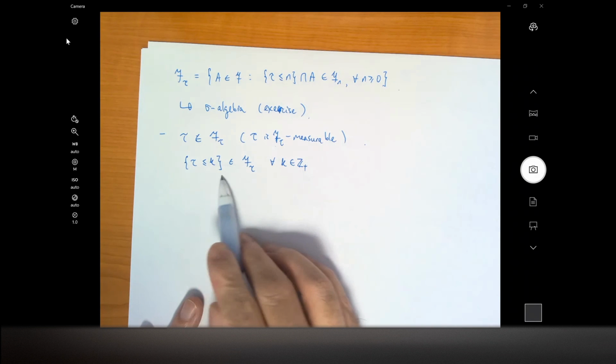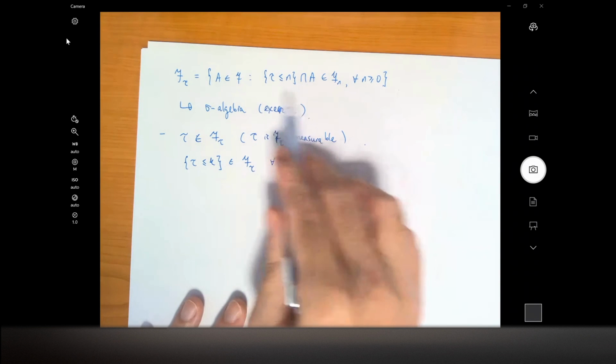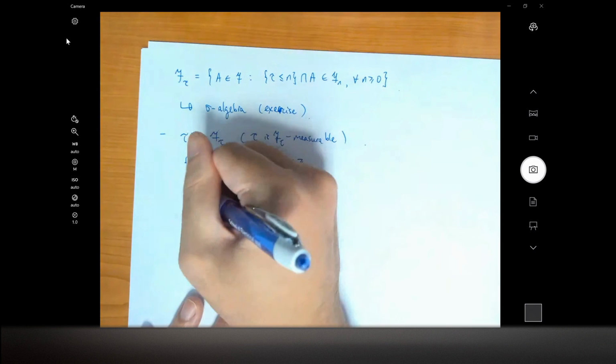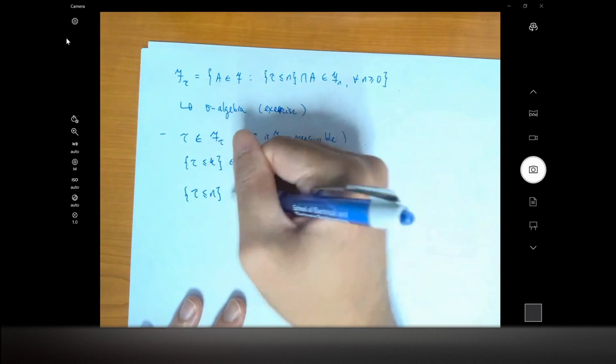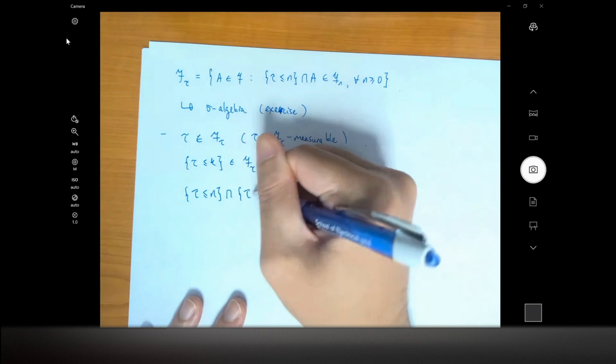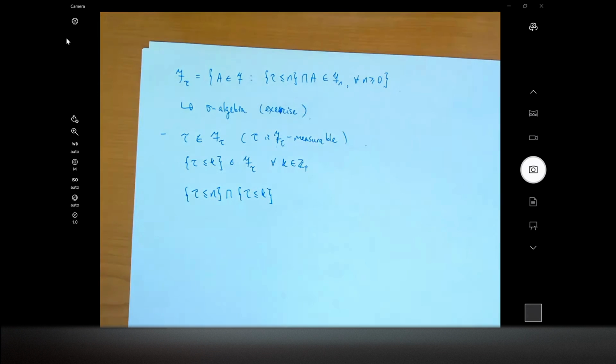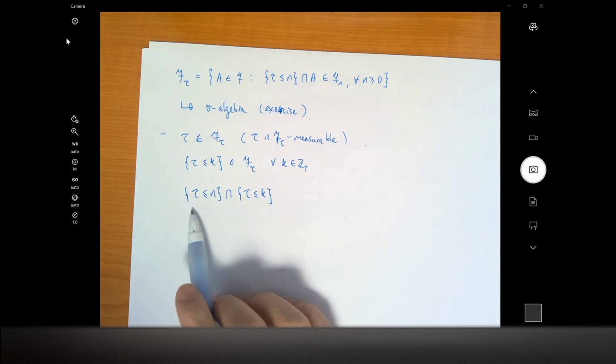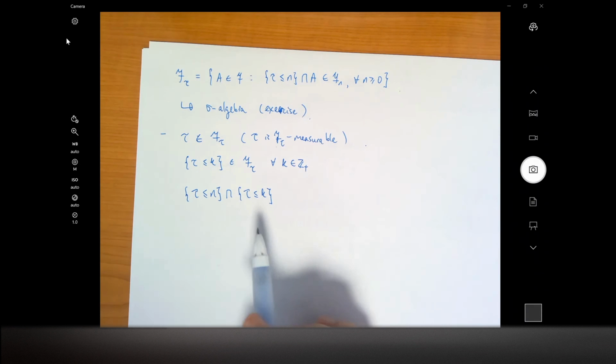Okay. So in order to prove that this is inside here, I just need to verify that this is true, right? So my A is now this event. What I want to do is prove that this intersected with tau smaller or equal to k is inside F_n for all values of n. So for any fixed integer k, I want to prove that this is true for all values of n.